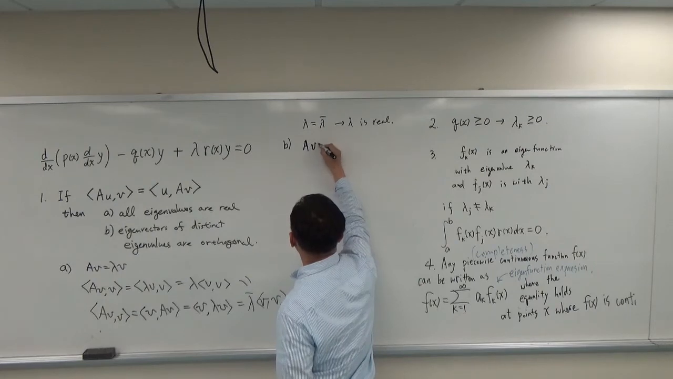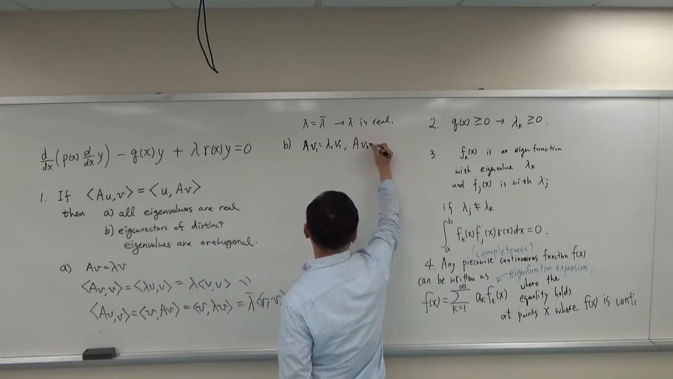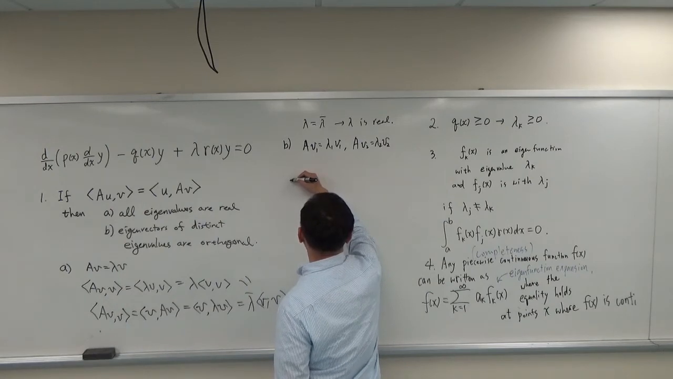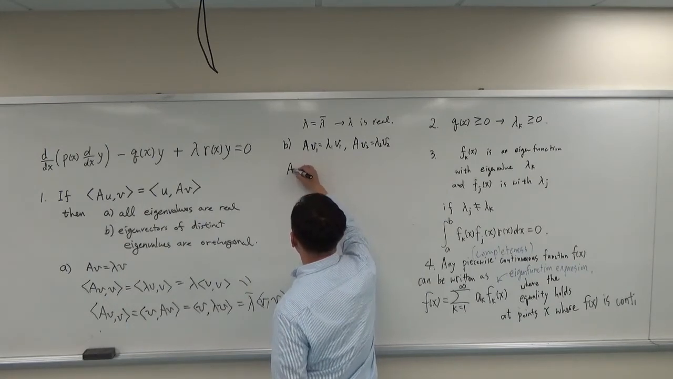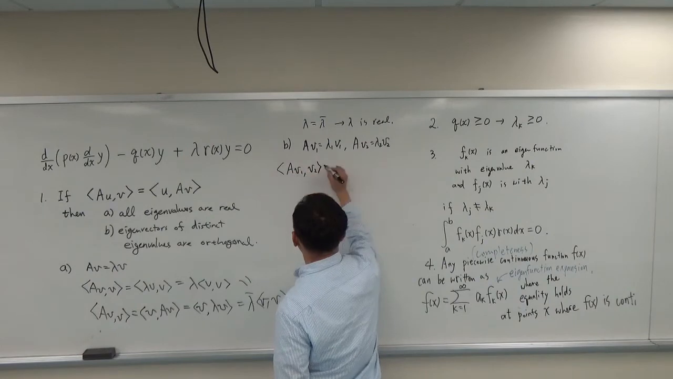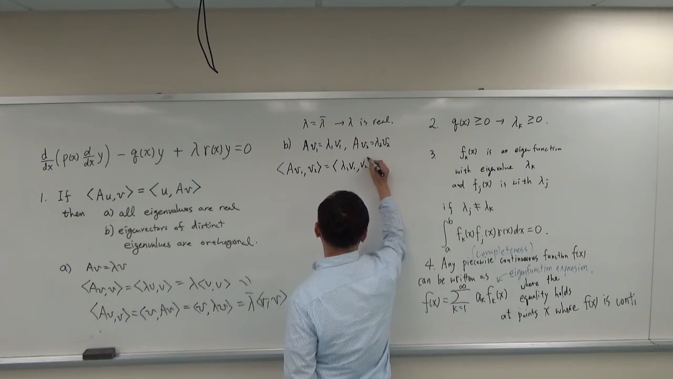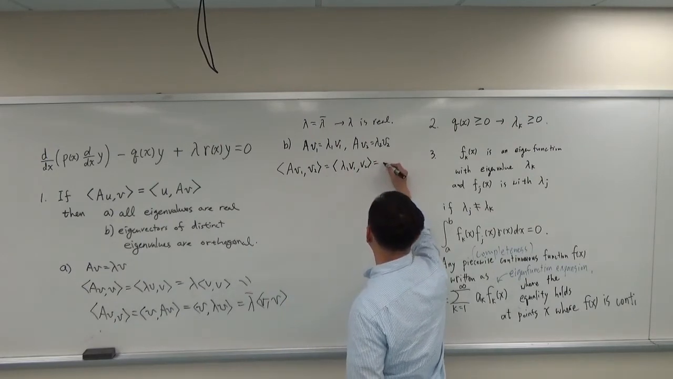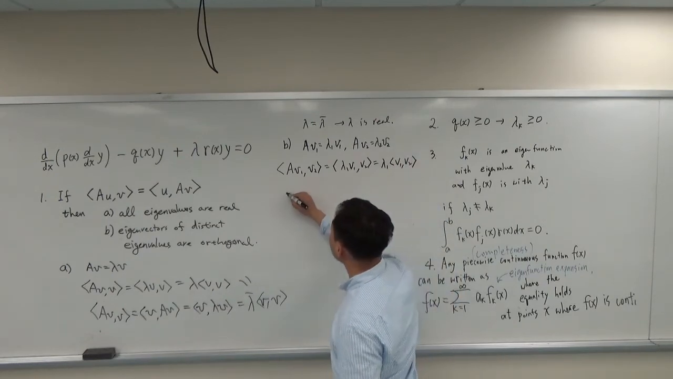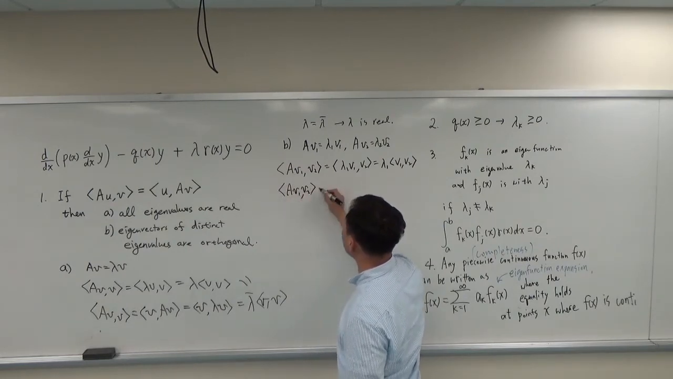Yeah. Okay. And then furthermore, B, if you have A of v1 equals lambda 1 v1, and A of v2 equals lambda 2 v2, then you can say (A v1, v2) is, since A v1 is lambda 1 v1, (lambda 1 v1, v2), and lambda 1 comes out, so this is lambda 1 times (v1, v2). Okay. And then you can calculate the same thing by moving the A to the other one.